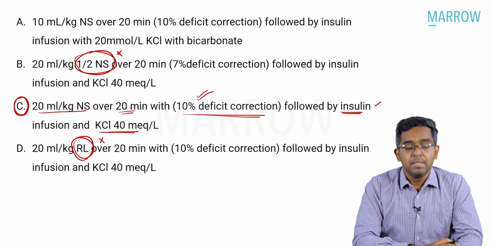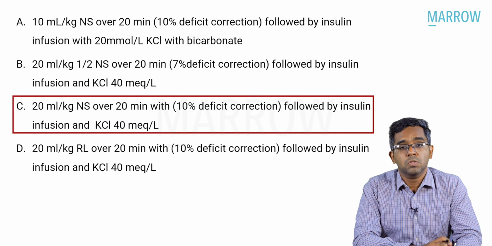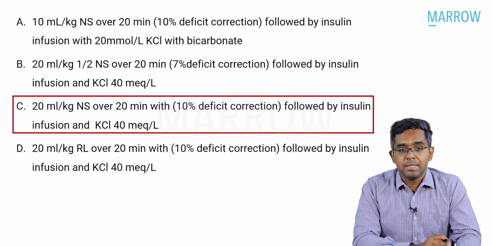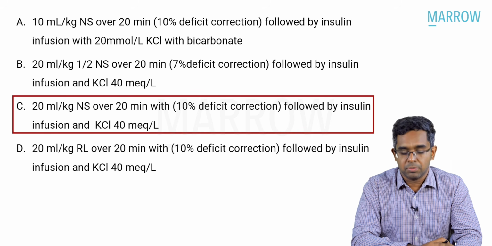So very clear answer for our question is option C, 20 ml per kg NS over 20 minutes, followed by insulin infusion with the addition of potassium, right? So that is the clear answer for this question.